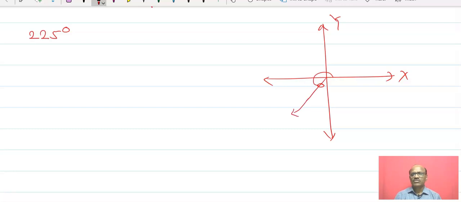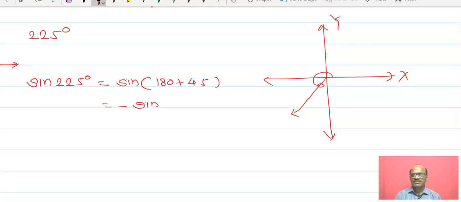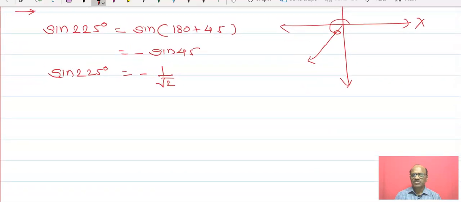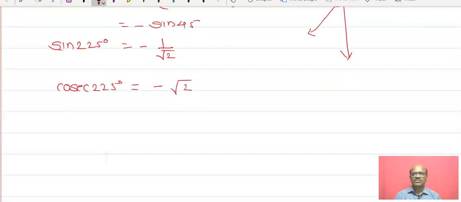And in the third quadrant, only tan is positive and all the remaining trigonometric ratios are negative. Tan and cot are positive. Now see this, sine of 225 can be written as sine of 180 plus 45. Whenever there is a pi angle, the function remains as it is. That is minus sine of 45, and sine 45 is 1 upon root 2. Therefore, sine of 225 is minus 1 upon root 2. Now it's a reciprocal, that is cosec 225 is equal to minus root 2.